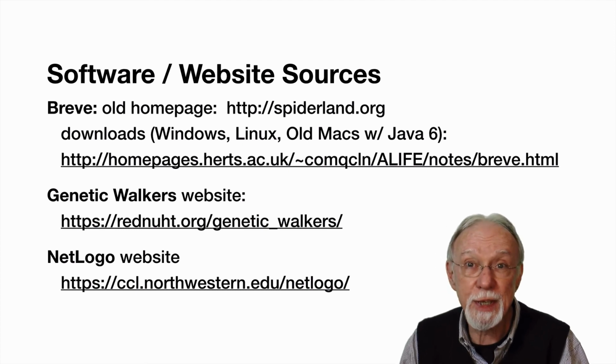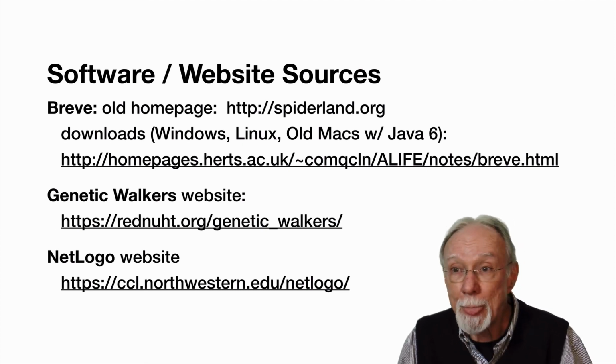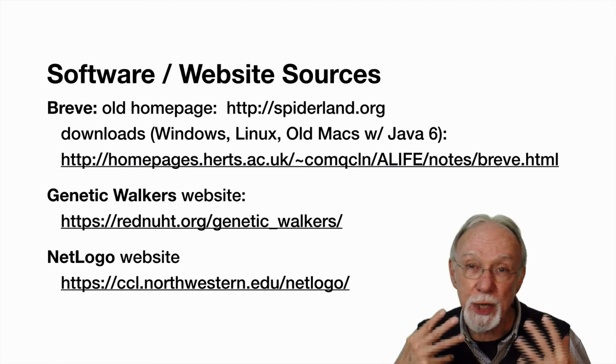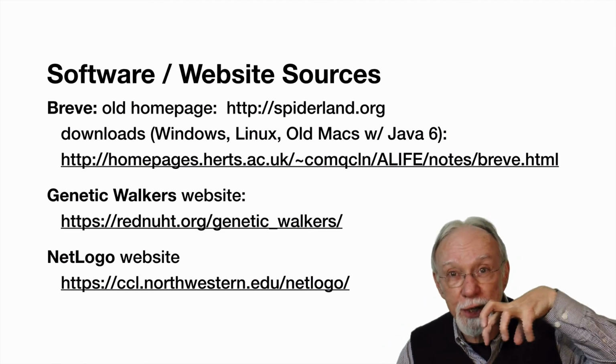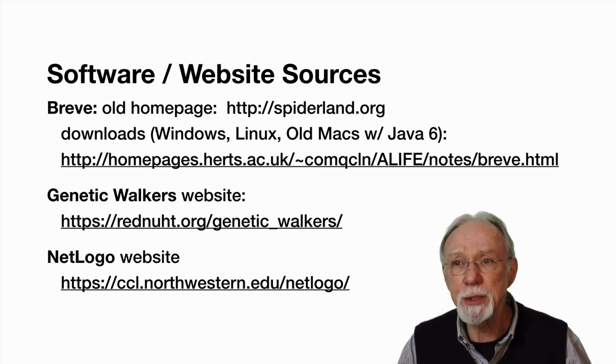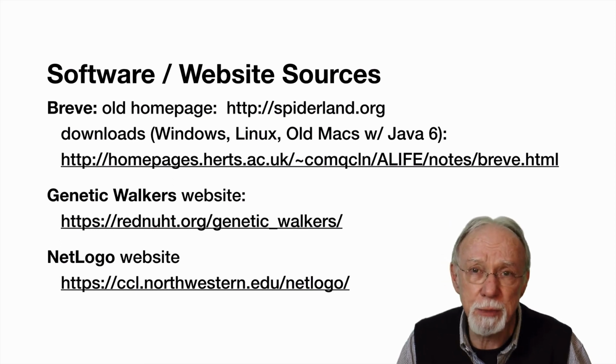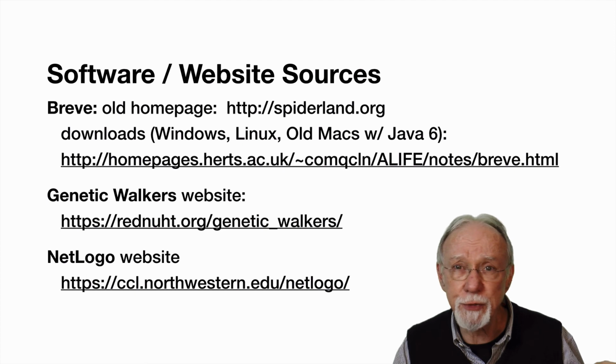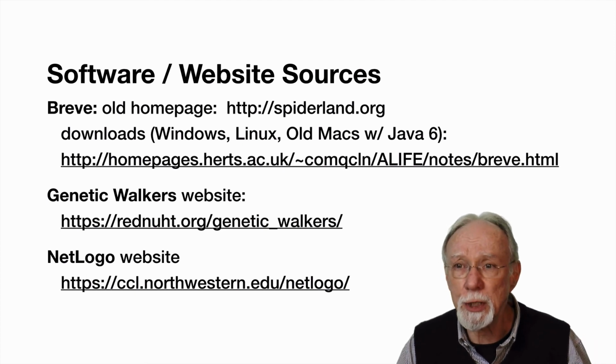Where can students get this? Well, Breve is a great system. That's the one with the four-legged robots. It's an old system, though. It'll still work on some Windows, Linux, and Mac machines. Not a chance for a tablet or a Chromebook.